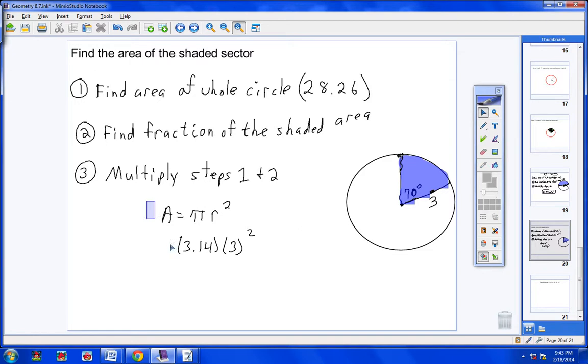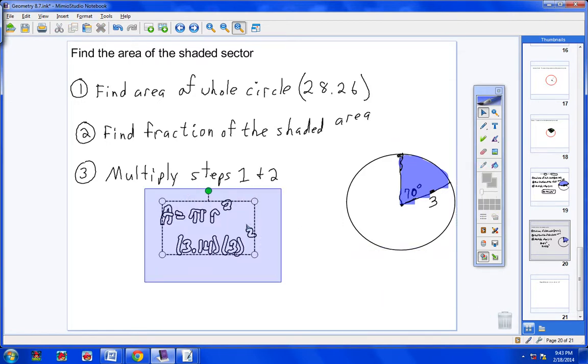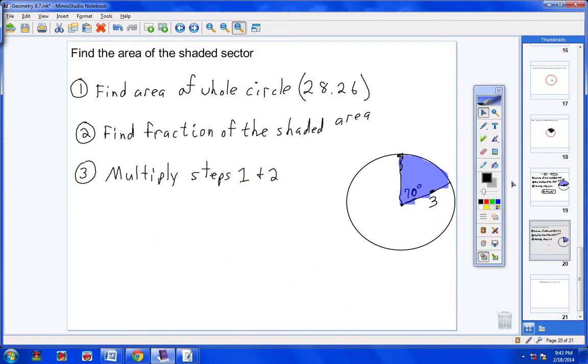Now, step 2 says find the fraction of the shaded area, and I taught you how to do that. Whatever the angle is in your shaded sector, in this case it's going to be 70, that always goes over the entire circle, which is 360. So you always take the angle inside the shaded sector and you put it over 360. Cross off your zeros, and you know the fraction of the shaded area is 7 over 36.